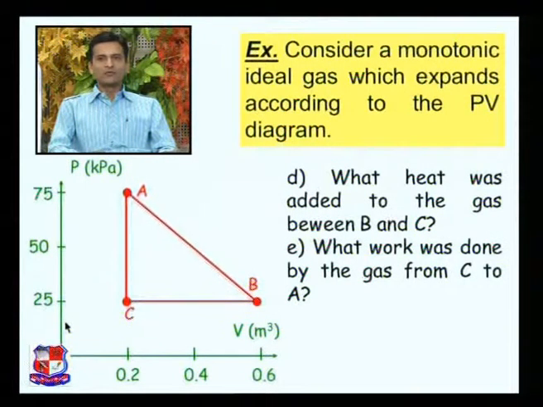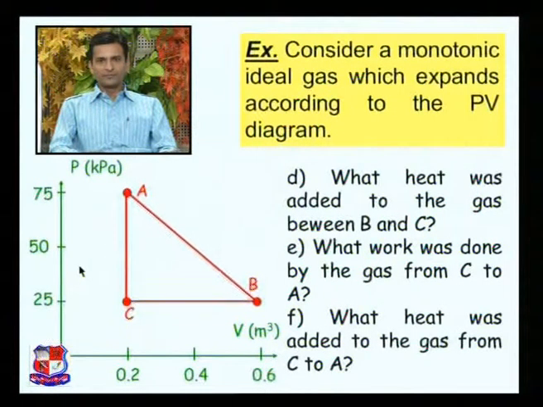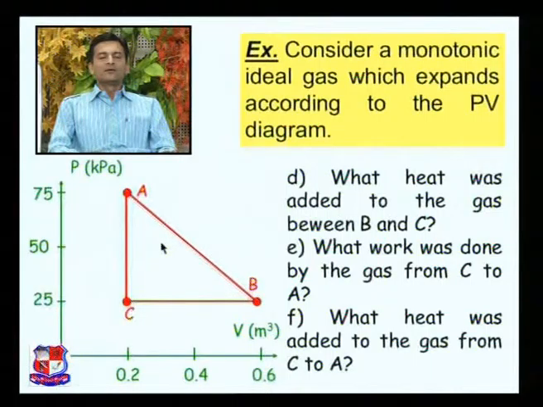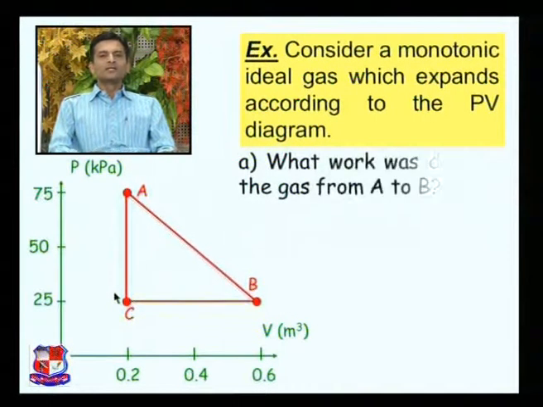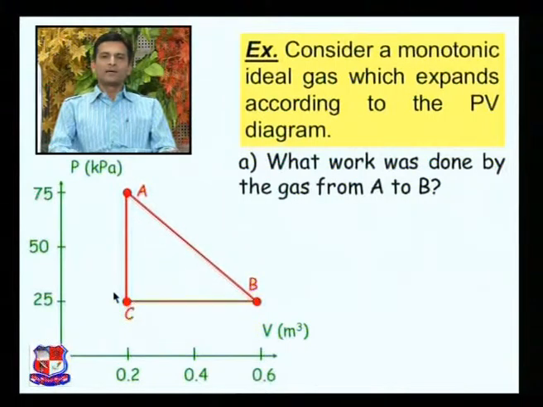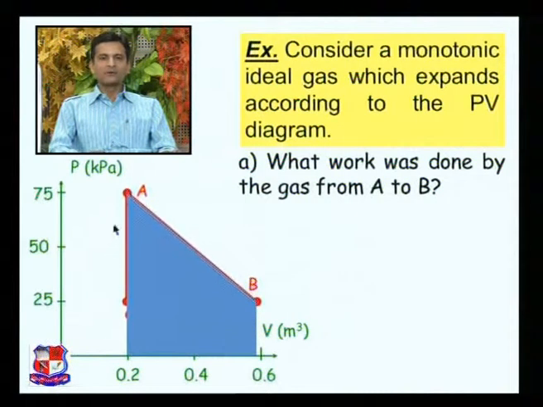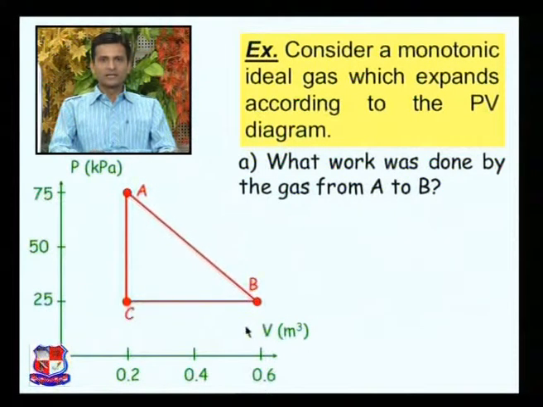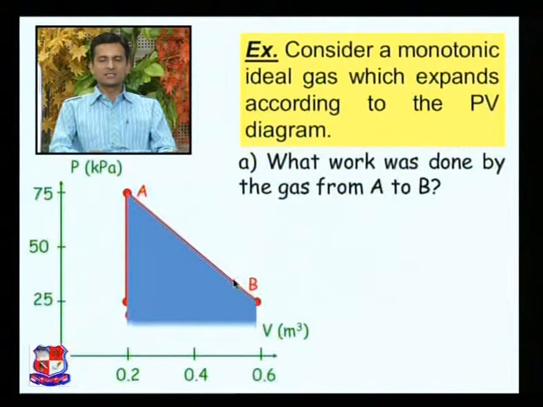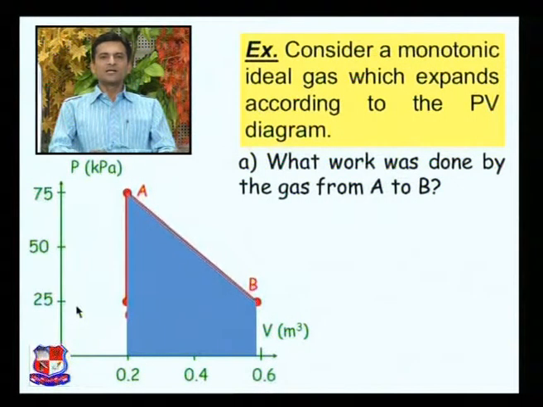Then what work was done by the gas from C to A, and what heat was added to the gas from C to A? So for this A, B, C and A process, we have to find out for each process the work done and heat addition for AB, BC and CA. So first question, what is the work done by the gas from A to B? Of course, that is the area covered by the process from A to B. This is the area covered between A to B. First is this right angle triangle and then this rectangle.